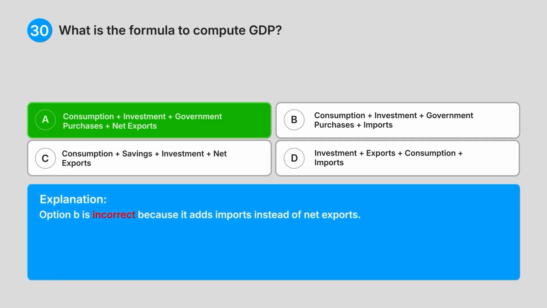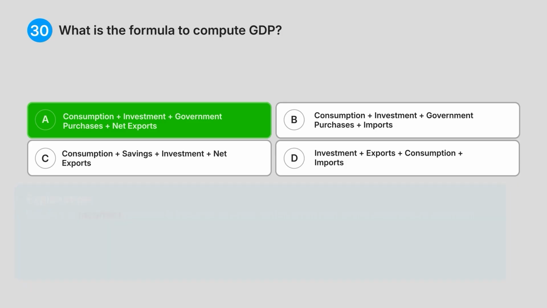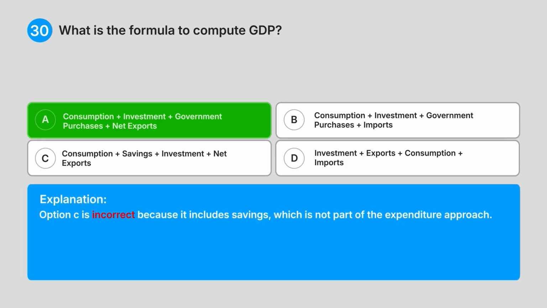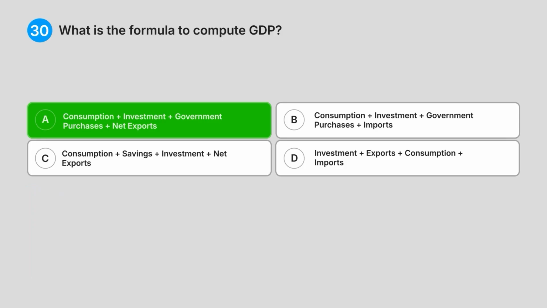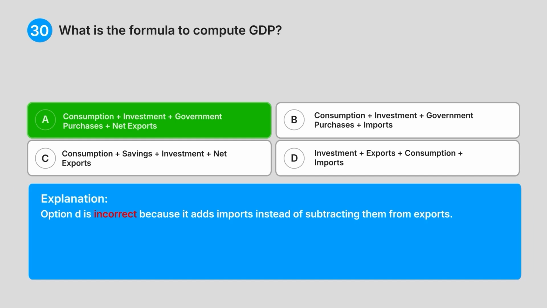Option B is incorrect because it adds imports instead of net exports. Option C is incorrect because it includes savings, which is not part of the expenditure approach. Option D is incorrect because it adds imports instead of subtracting them from exports.